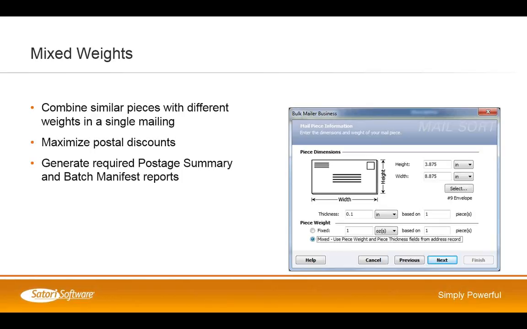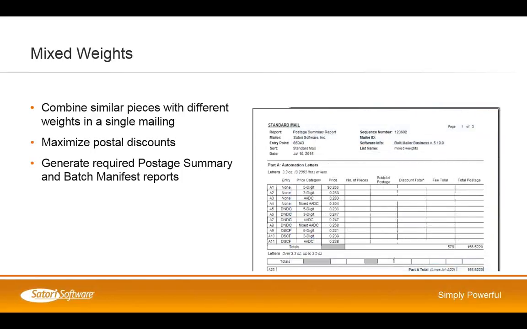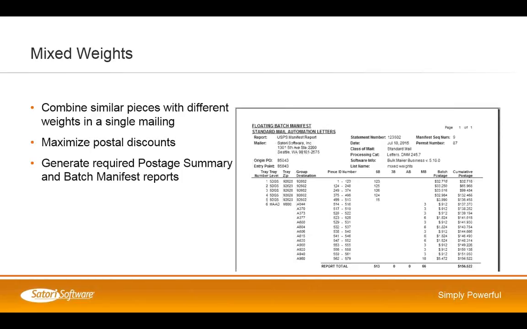And then, of course, we'll generate all of the required documentation that goes around that as well. And then, here's an example of some of the reports that come out of bulk mailer that are specific to mixed weights, because obviously if you're going to have some variance, they want to be able to audit and make sure that everything lines up and that you've actually claimed the correct price for the mailing that you're sending. So this will display a manifest of all the pieces that you have in your mailing there.